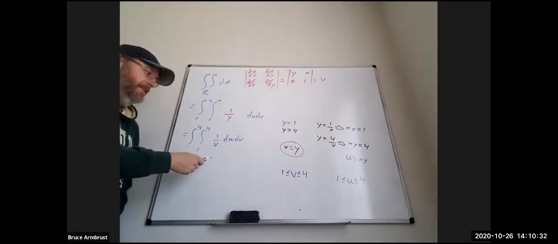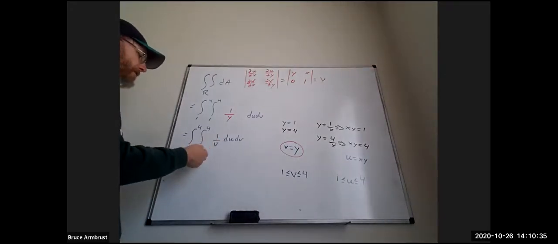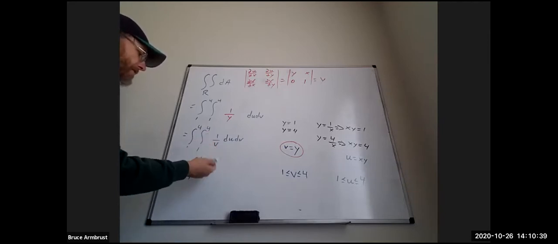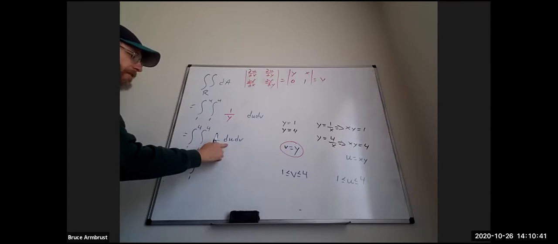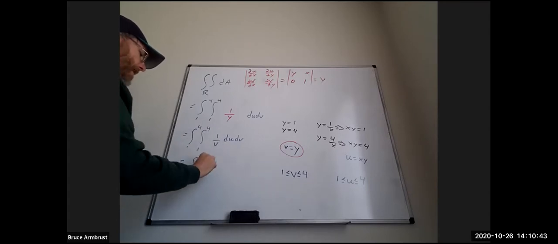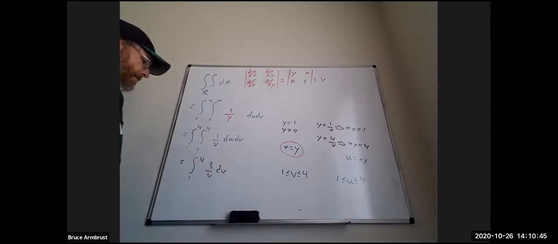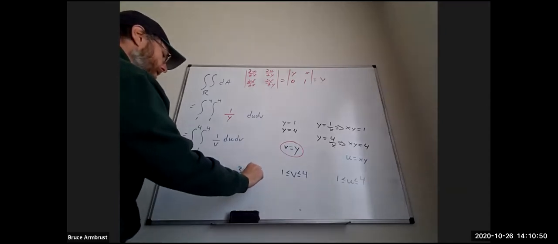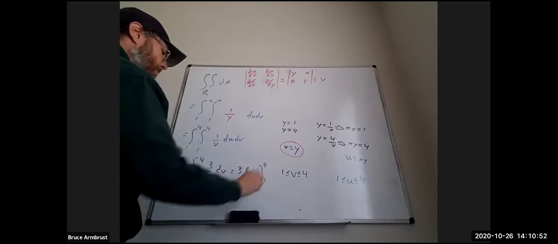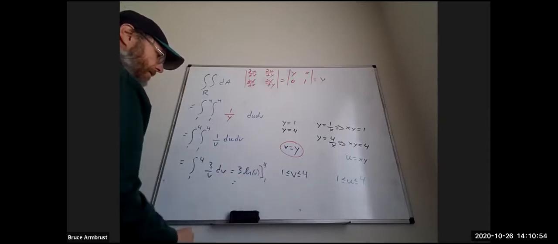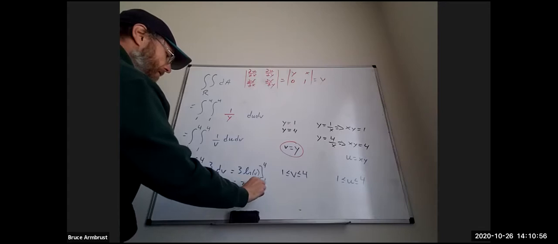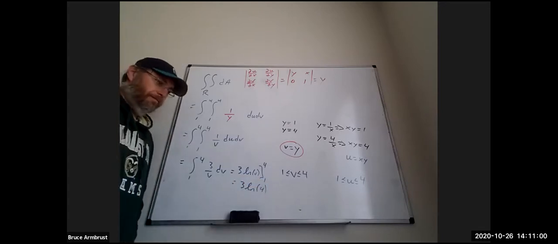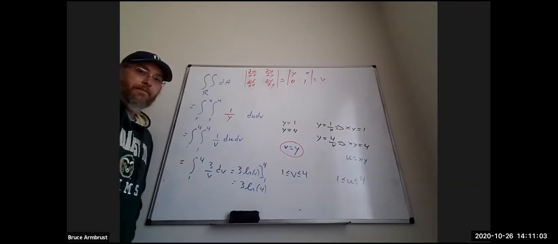And watch how fast this is now. Integrate with respect to u. Well, there is no u, so the 1 over v just gives us 1 over v. The u, du gives us a u from 4 to 1, that's 3. Well, the 3 over v gives us 3 natural log of v, evaluated at 1 and 4, which is 3 natural log of 4. Done.